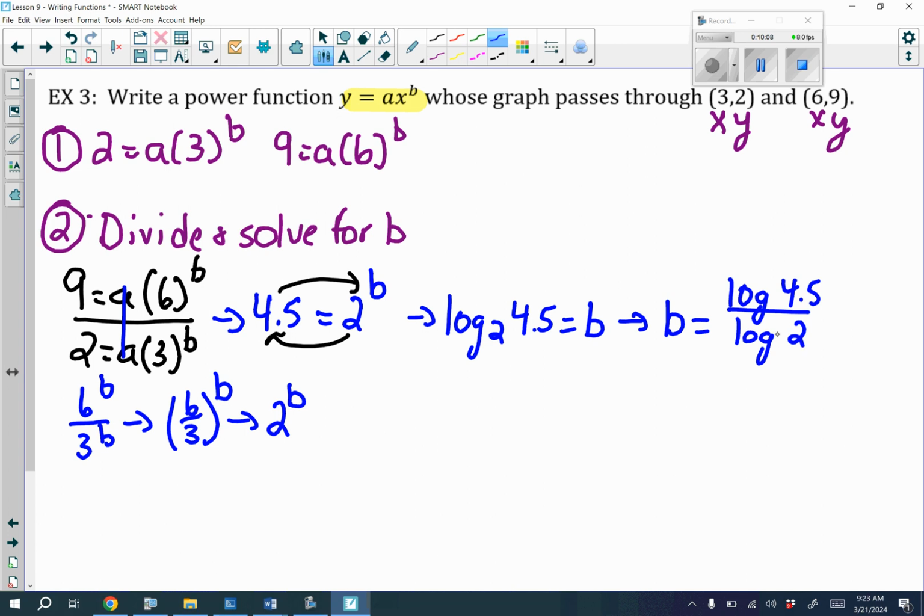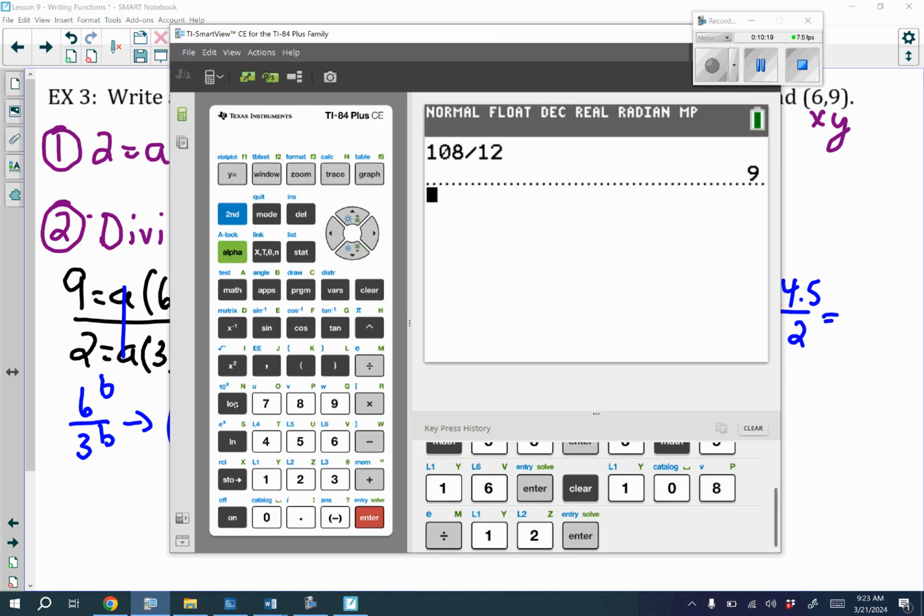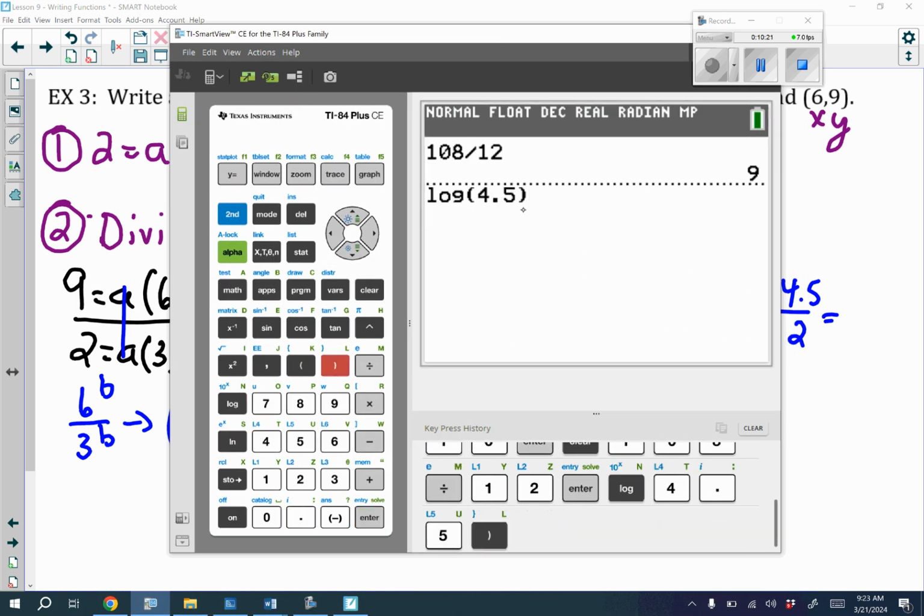Now, this is where I go ahead and plug this into my calculator. For our sake, we're going to round to 2 decimal places because that's usually how we round. So when I do that, I'm going to have my log: log of 4.5, make sure you close off that parentheses, divided by log of 2.